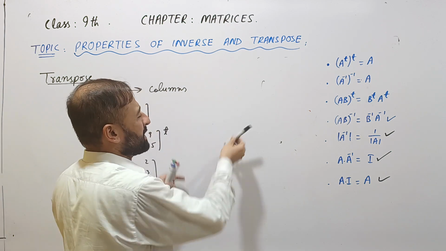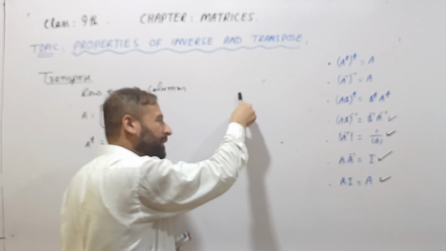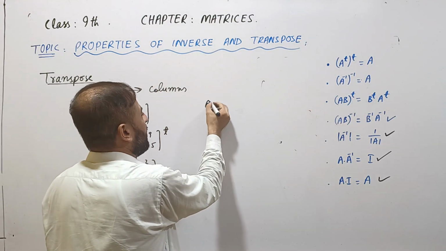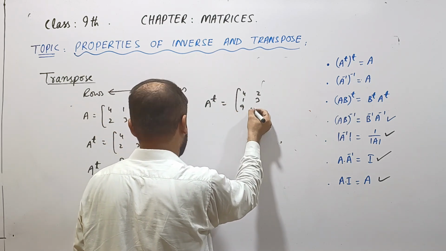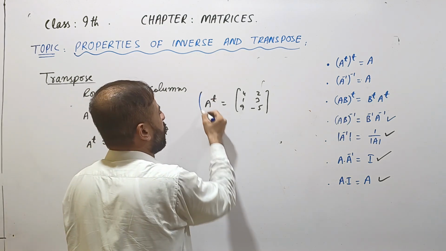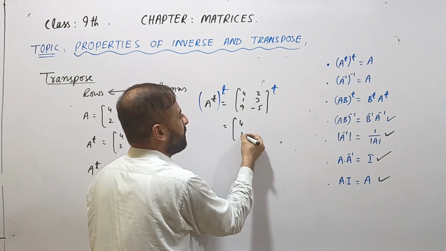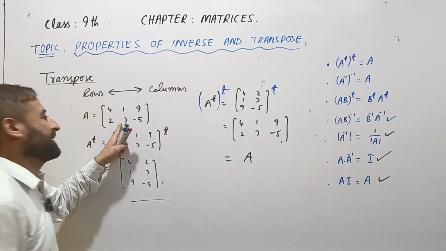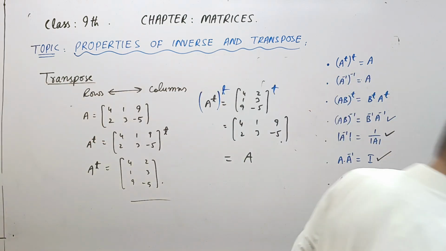Its transpose is this. Now its transpose is again the same result. If you take the transpose of something, then again take the transpose, you get the same matrix again. A transpose is equal to 4, 2, 1, 3, 9, minus 5. This is A transpose. Let's once again take the transpose of both sides. First row will be converted to first column, second row to second column, third row to third column. It is again equal to matrix A: 4, 1, 9, 2, 3, minus 5. Clear?